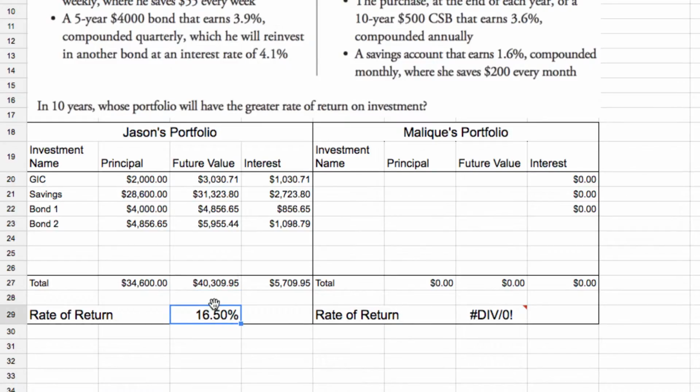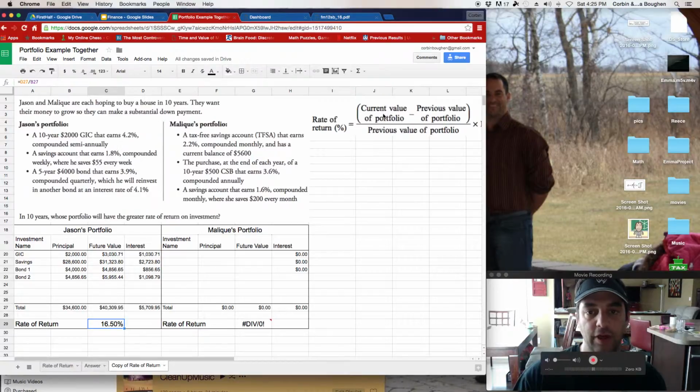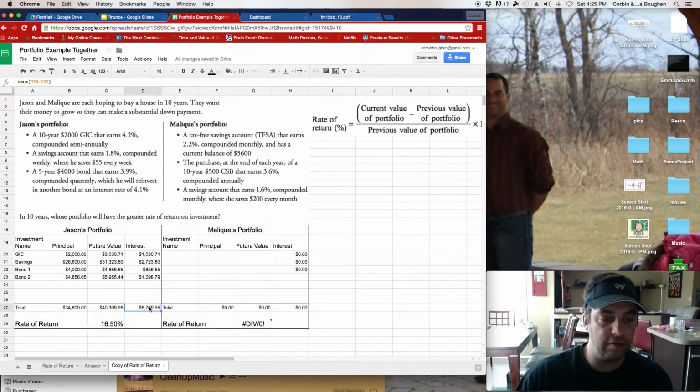That's not bad. And again, how am I doing rate of return? I'm looking at the current value of the portfolio, which is this guy right here, minus the previous value, which is that right there, and then divide by previous value, which is that guy right there. And that's essentially what these things are doing right here, okay? The other way I like to teach you guys, you may have seen, is the interest divided by the current value of the portfolio, which is what you have right there.